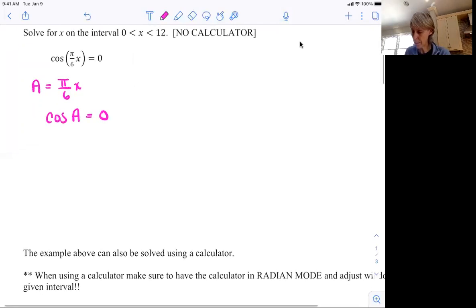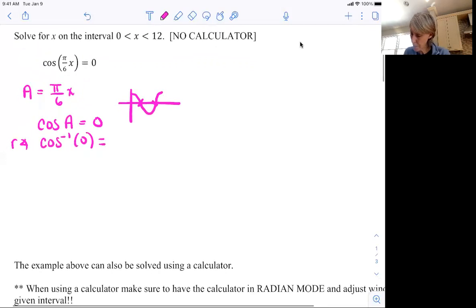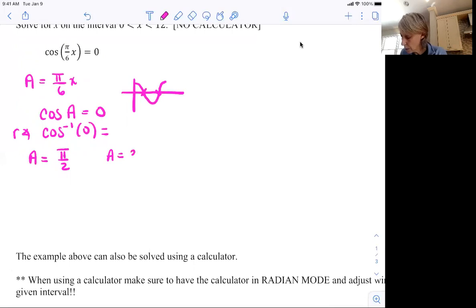So if you remember, this just means we're finding the angle whose cosine is 0. Right? This is our reference angle, so to speak. And if we think about our cosine curve, because our function value is a 0, and that's one of our quadrant angles, our solutions are going to be A equals pi over 2, A equals 3 pi over 2.